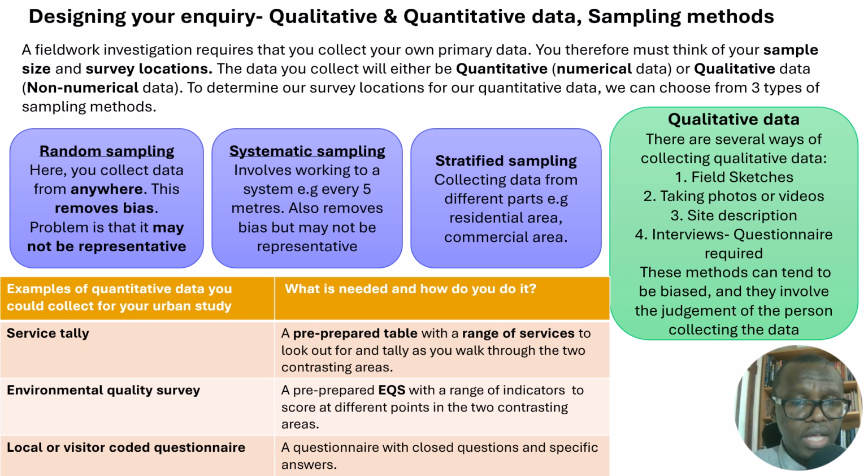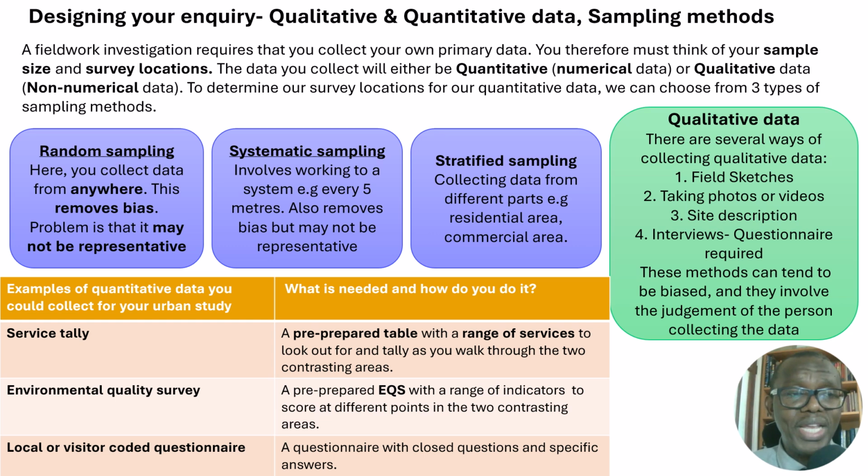And then we have systematic sampling, and this again works on a system, so every 5 meters or every 10 meters, so it removes bias, but again may not necessarily be representative. Then we have stratified sampling, which is where you're collecting data from different parts. So you could go to the residential part of both areas that you're studying, because you're studying two different areas to see how they compare and contrast.